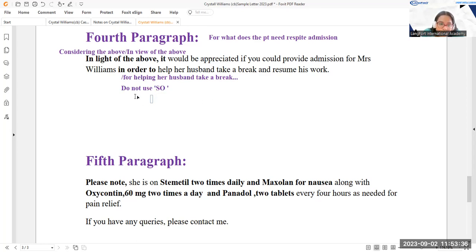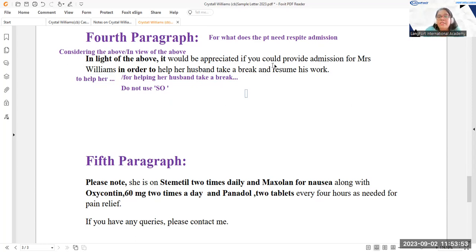Or if you don't want to use "in order to", you can just say "to", or "to help her husband". For Mrs. Williams, to help her husband take a break. To help her husband, you can say that. Or for helping her husband take a break. All of you go through it, come on.